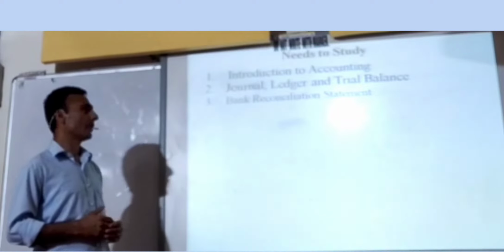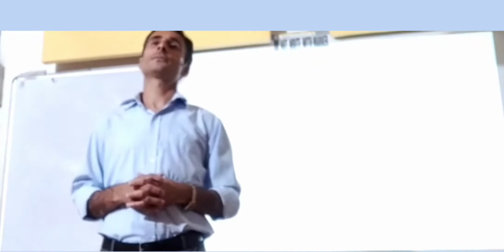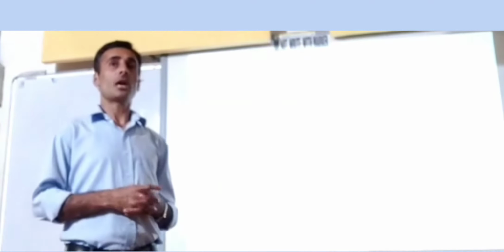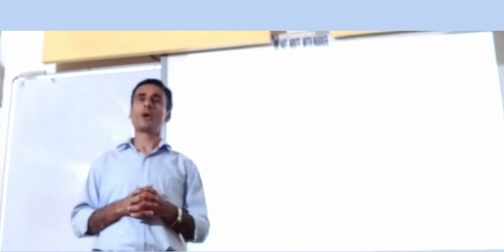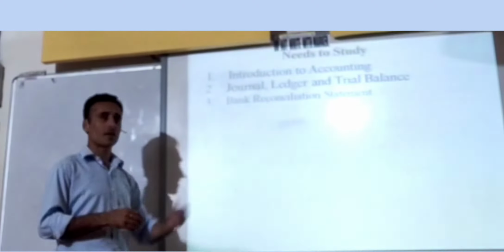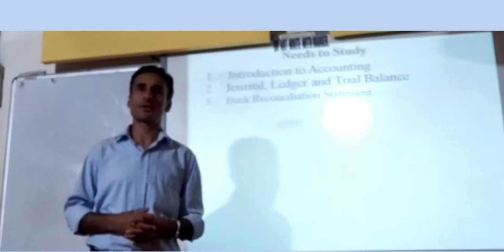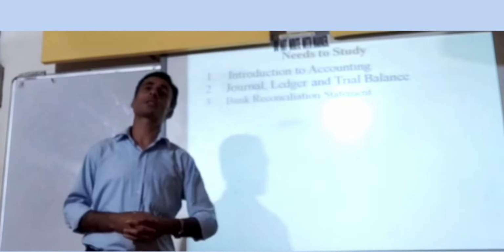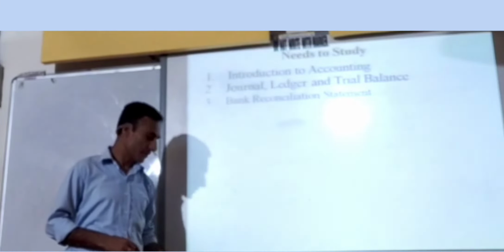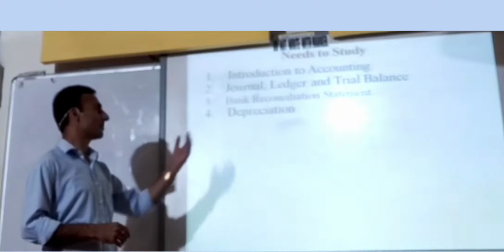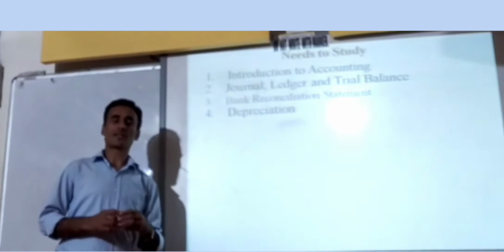Number 3, we have bank reconciliation statement. We are talking about the business organization. Business organizations do have bank accounts. At times there may be some differences in the amount shown by the bank statement, the passbook, which may not tally. The reason for these differences can be found out by preparing a bank reconciliation statement. You have depreciation. This depreciation is related to assets.